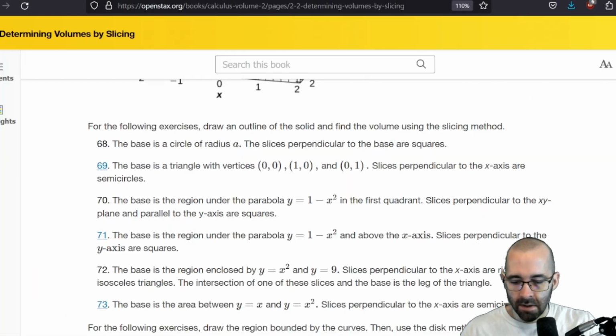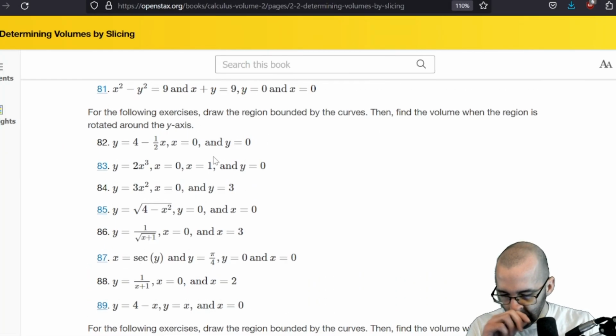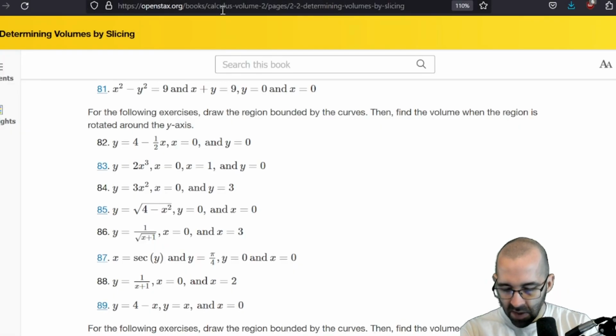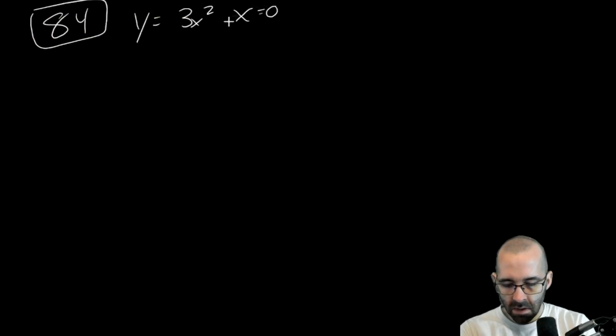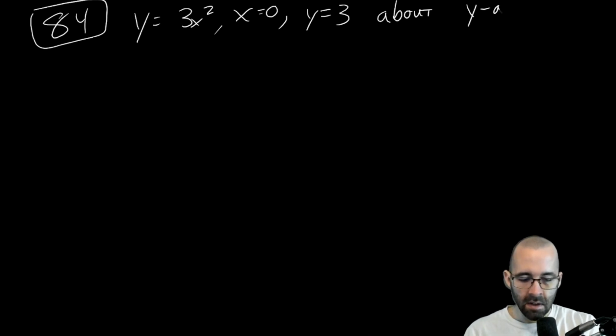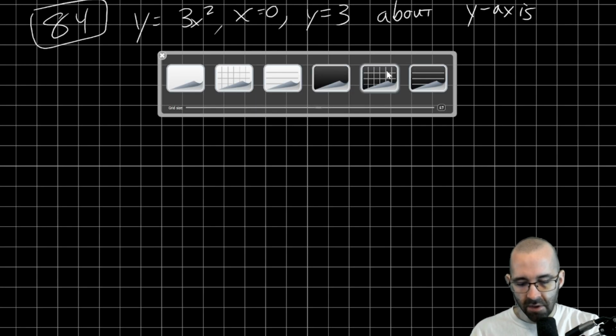84. Draw the region bounded by the curves and find the volume when the region's rotated about the y-axis. Y equals 3x squared, x equals 0, and y equals 3, about the y-axis. Let's not use Desmos for this one. I want to show you what this sort of thing looks like if you do it by hand.